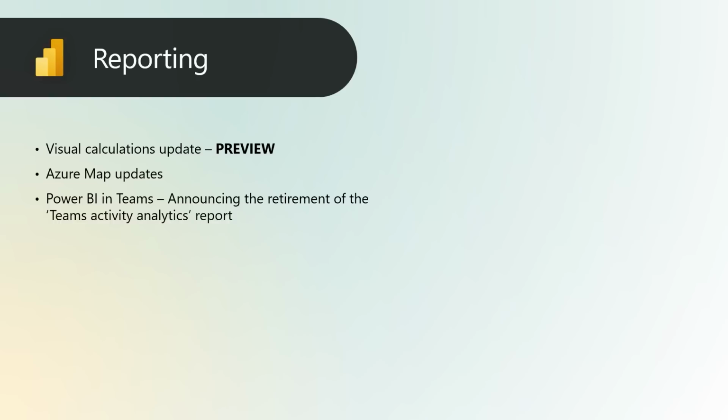Power BI and Teams announcing the retirement of the Teams Activity Analytic Report. Teams Activity Analytics Report is an out-of-the-box report users can create in their own workspace, which tracks their team's usage data. The option to create this report is from the Power BI application in Teams, Outlook, and M365. We will be retiring this feature starting from December 31st, 2024. That means starting January 1st, 2025, users will not be able to create that report, and reports that were already created will not be updated.